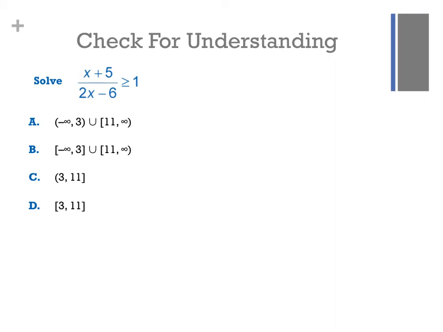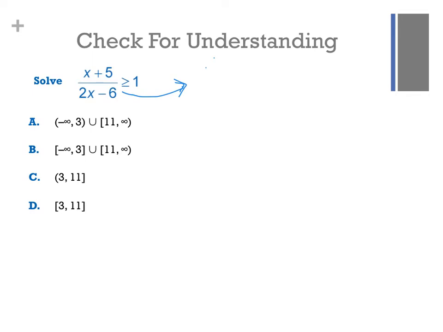Alright, it's time to check your understanding. Go ahead and graph the rational function (x + 5)/(2x - 6) greater than or equal to 1. One thing that you want to make sure of is that you get a 0 on one side of the inequality.